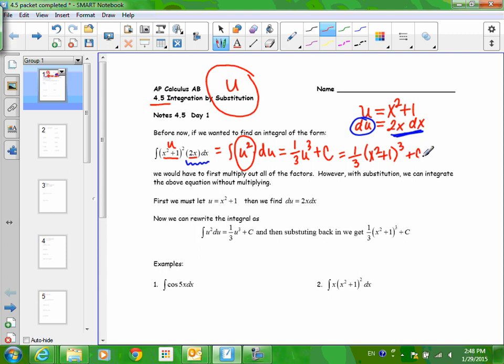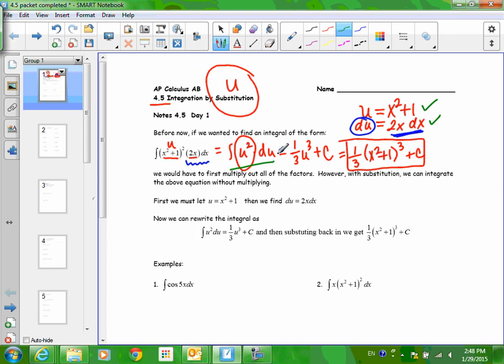And then plus c. So let me just recap these steps. What I've written here in red and blue is the same thing that's typed out right here. We looked at the problem, analyzed it, and figured out what u should equal, and we wrote that equation. Then we said, what is du equal to? And I did the substitution.